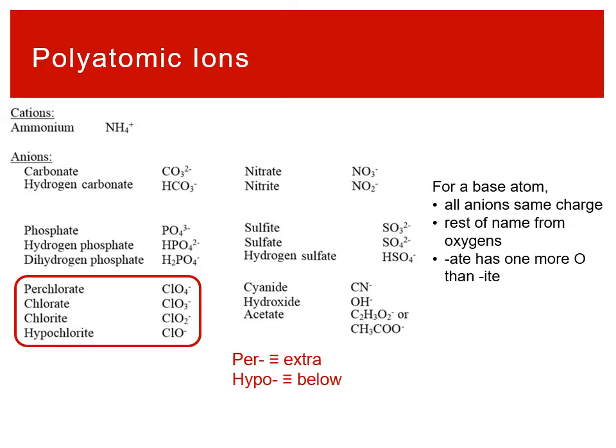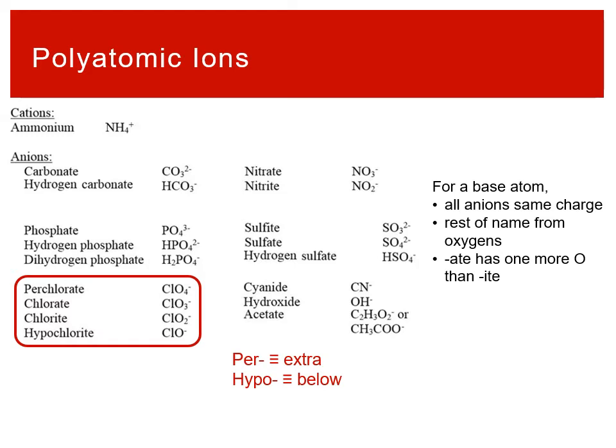For a given base atom, for example, chlorine, you will see that all of the anions have the same charge. All of these over here, we can see perchlorate, chlorate, chlorite, hypochlorite, all have a charge of -1 because they all have the same base atom of chlorine. Okay? The only difference between them is the number of oxygen atoms. And so those number of oxygen atoms we can then pick out.